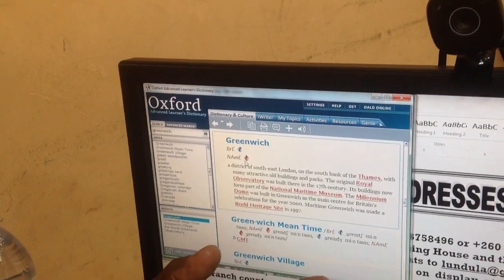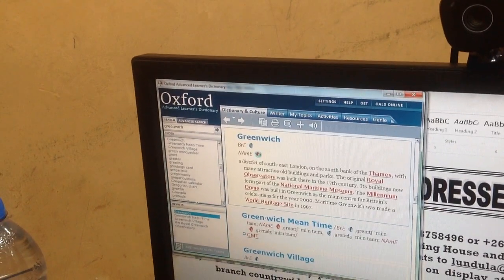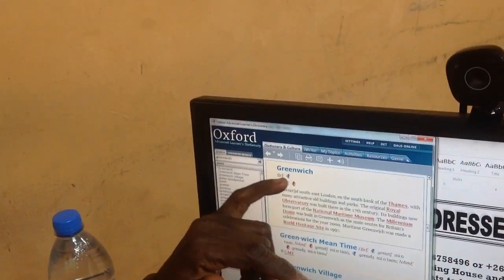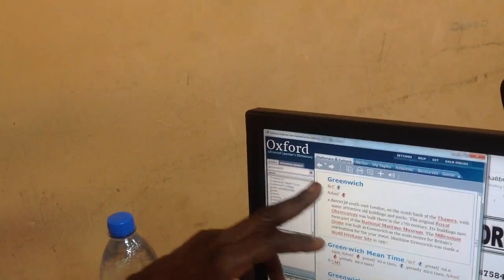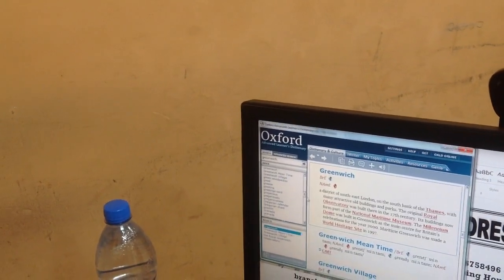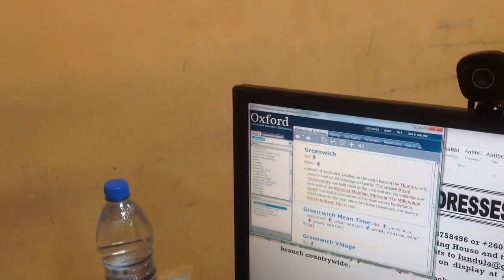Even the American will say the same. Greenwich. So the W is definitely not pronounced, and the double E remains E in sound here. It's not green, it's Greenwich. You see, that's what we have there. I have said that each of the 26 letters of the Roman alphabet has got its silent form.